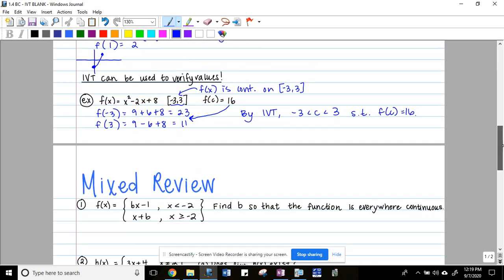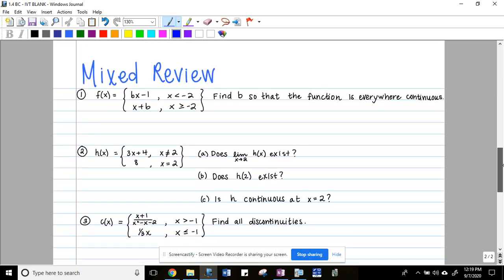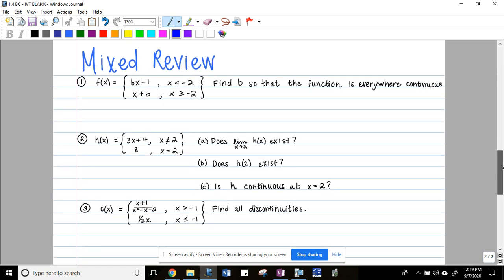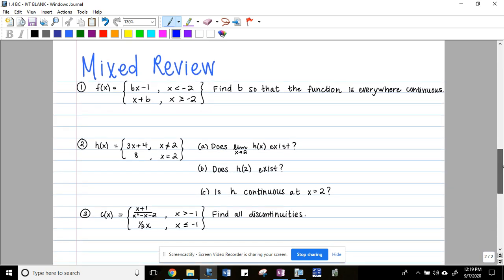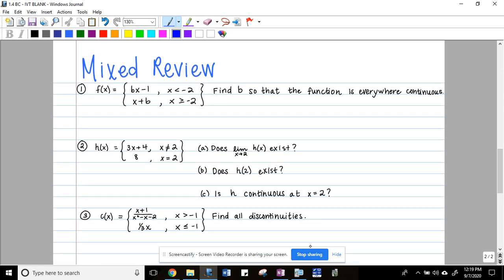So try the mixed review for homework tonight, and then I believe we are on homework number 4. The mixed review I'll be checking the next day in class, and homework number 4 in the textbook is up to you to check your key and ask me questions.